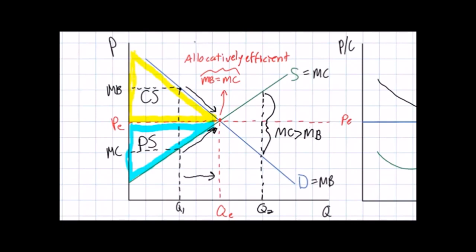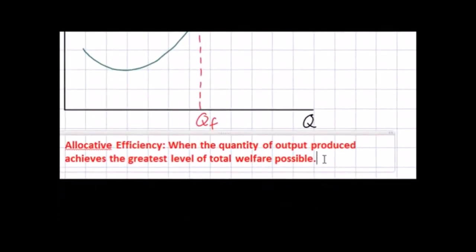This is what we call the socially optimal quantity of output. Where marginal benefit equals marginal cost, society has achieved an allocatively efficient or socially optimal level of output. Anything less than that and resources are under-allocated towards the good. Anything more than that and resources are over-allocated towards the good. So looking back at our definition of allocative efficiency, we can say that it is achieved when marginal benefit equals marginal cost.